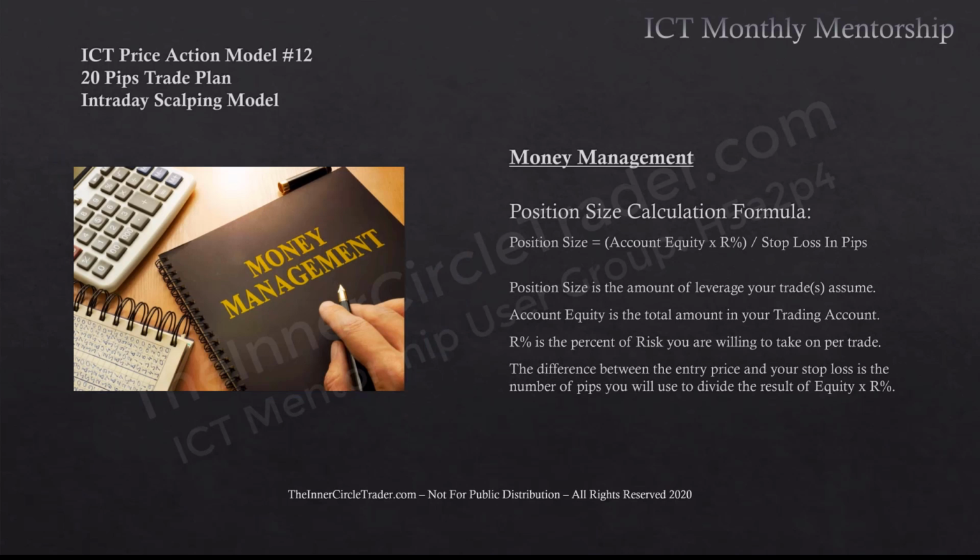Money management. Position size calculation formula. Position size equals account equity times R% divided by stop loss in pips. Position size is the amount of leverage your trade or trades assume. Account equity is the total amount in your trading account. R% is the percent of risk you are willing to take on per trade. The difference between your entry price and your stop loss is the number of pips you will use to divide the result of equity times R%.